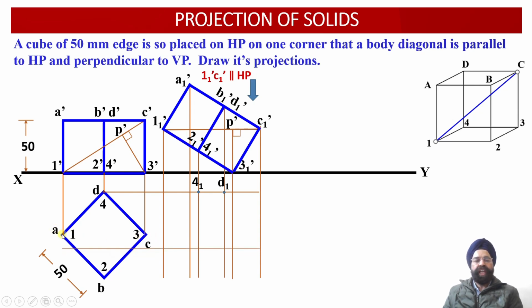So a horizontal projector line we have drawn through these 4 points. Which are these 4 points? A, 1, 3 and C. So now we are going to see wherever these vertical projector lines are going to intersect with this horizontal line which is emerging from A, 1, 3 and C.